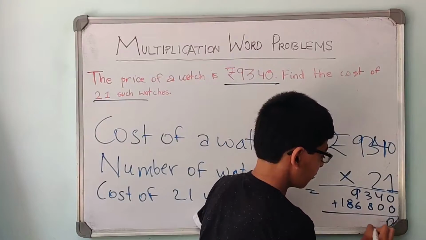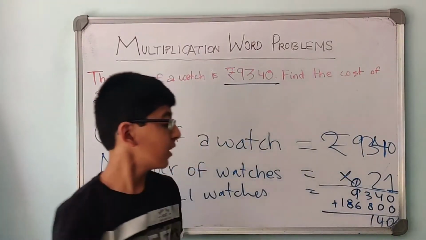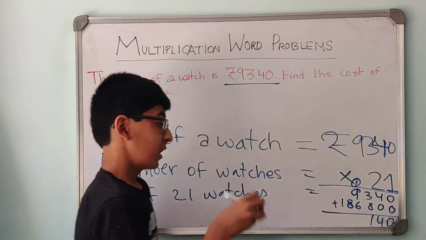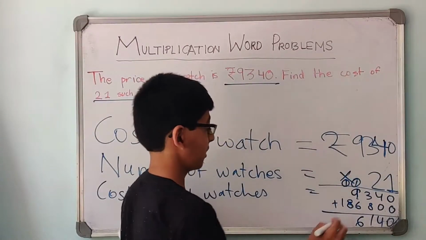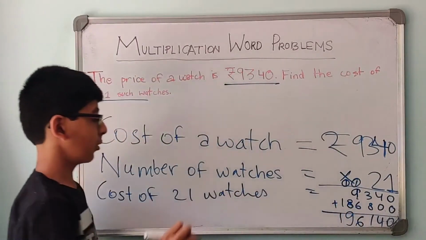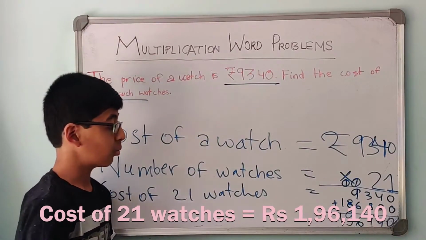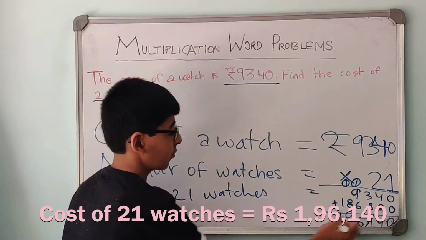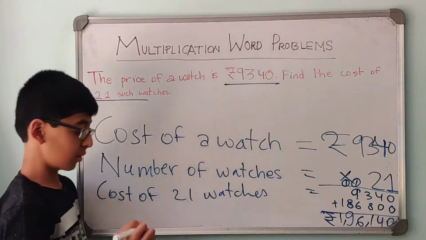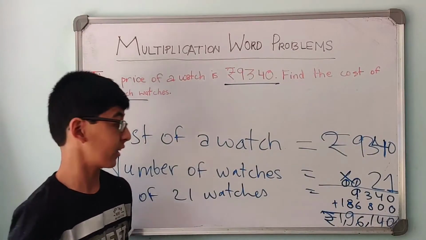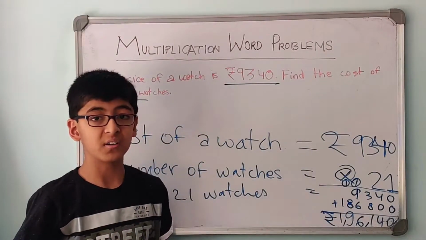Now we have to add them. 0 plus 0, 0. 4 plus 0, 4. 3 plus 8, 11. So 1 comes down, 1 carry forward. 1 plus 9, 10. 10 plus 6, 16. 1 carry forward. 1 plus 8, 9 and 1. So the cost of 21 watches is 1,96,140 rupees. Marking the unit is extremely important and also making the sign is also really important.